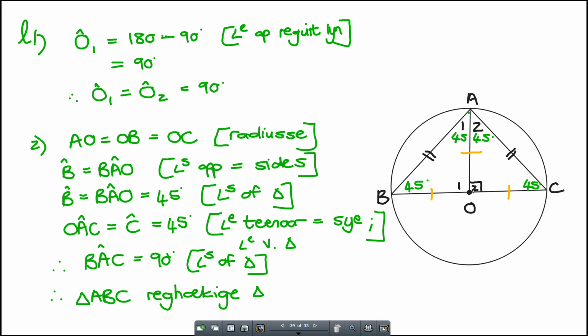In triangle AOB and triangle AOC, AB equals AC, BO equals CO, and AO is common. Therefore triangle AOB is congruent to triangle AOC, side, side, side. Therefore O1 equals O2, so O1 is equal to 90 degrees. That's perfect. So you use congruency. That's right. You would get full marks.